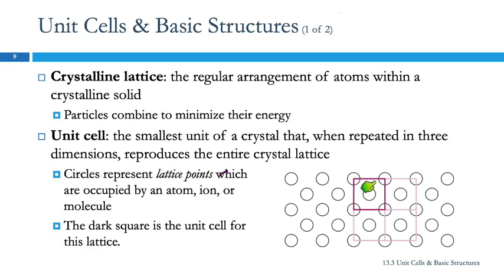So for this, and this is just two-dimensional, if I take this and repeat it in all dimensions, I'm going to get the whole structure. If I tried to take that as my unit cell and repeated that, I wouldn't necessarily get the whole structure. So this is the unit cell we're looking at. And why do the particles arrange themselves like this? They do it because it's lower in energy. It's more stable for them.